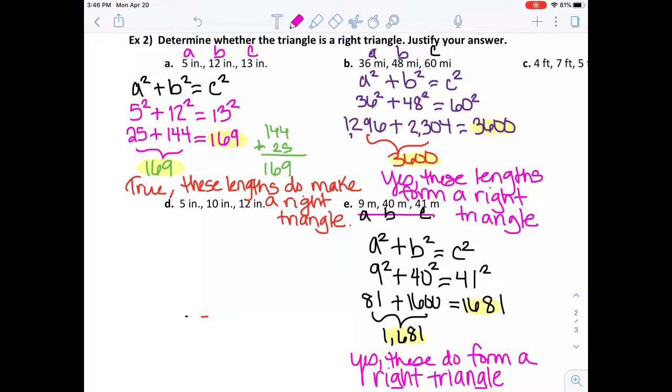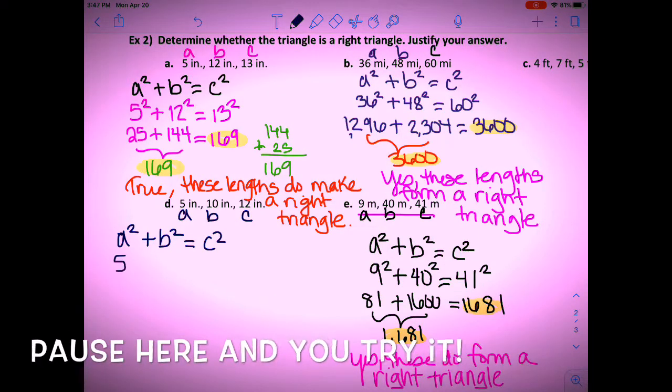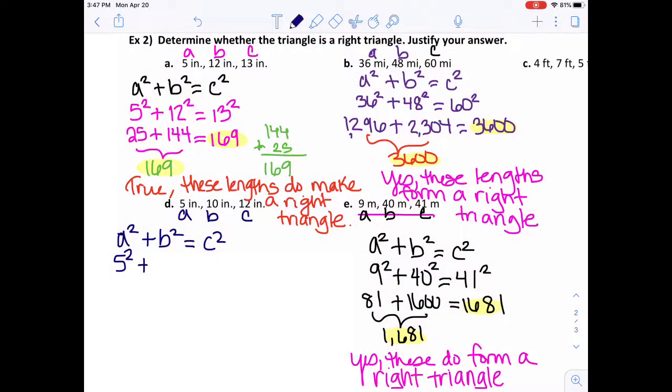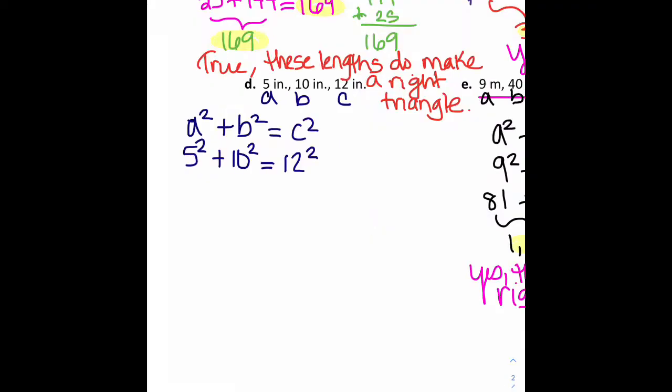Okay, let's try this one, 5, 10, and 12. Again, C will be the longest length, our hypotenuse, so these have to be A and B. We're going to start with the Pythagorean theorem, A squared plus B squared equals C squared. We're going to plug in 5 for A, 10 for B, and then 12 for C. Okay, 5 times 5 is 25. 10 times 10 is 100. 12 times 12 is 144.